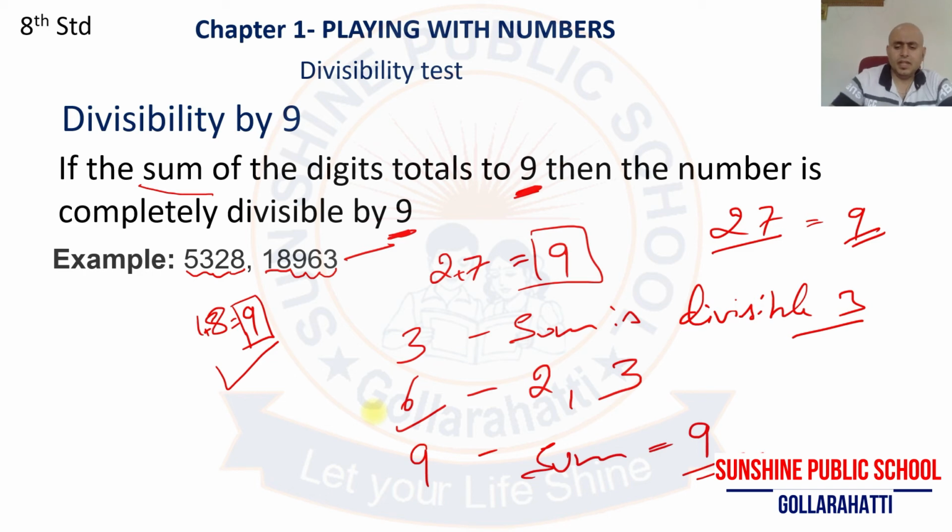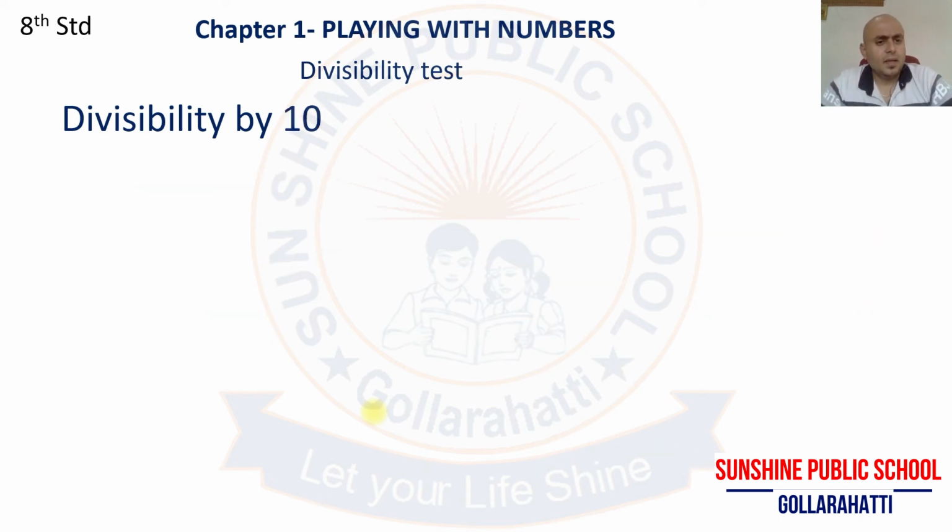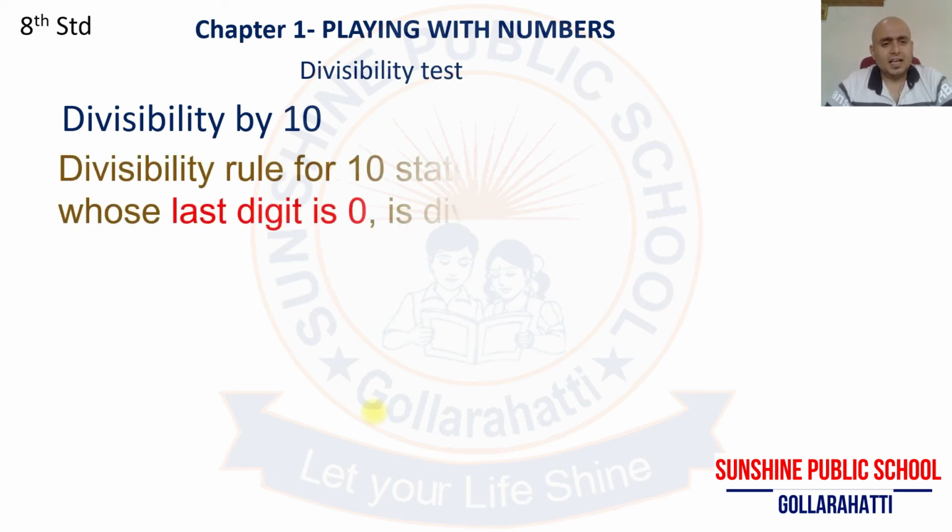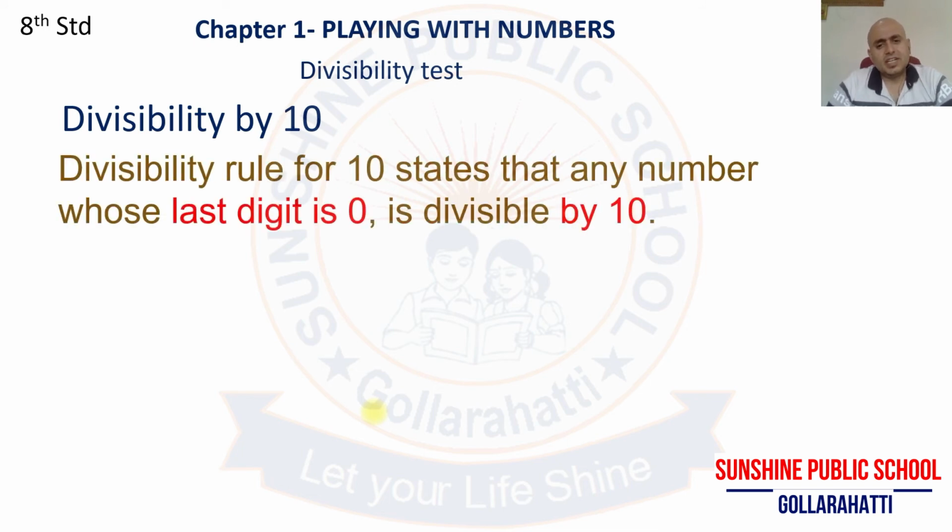Okay, next let us see 10. The divisibility by 10 is so easy. The divisibility rule of 10 states that any number whose last digit is 0 is divisible by 10. So it is very easy. We should look at the last digit. If the last digit is 0, then we can say confidently that the number is divisible by 10.